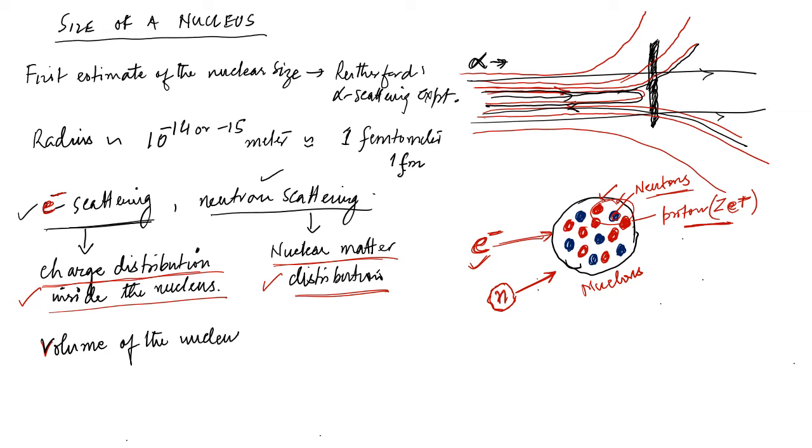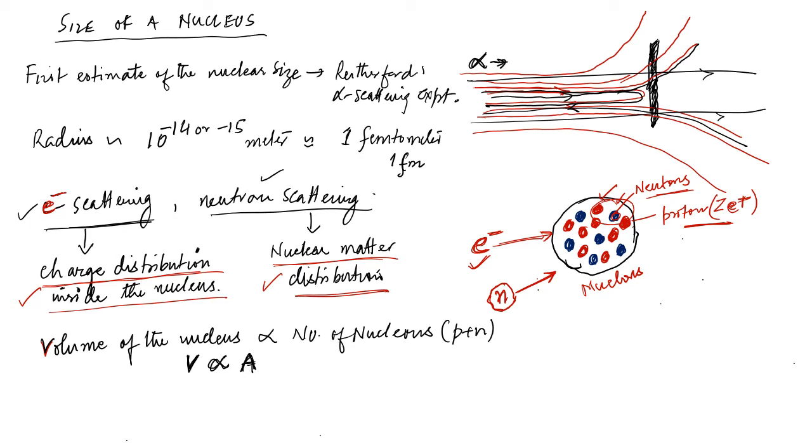Assuming the nucleus to be a spherical system, the volume of the nucleus is found to be directly proportional to the number of nucleons. Number of nucleons means the total number of protons plus neutrons, which is its mass number A. This is why the nuclear volume is proportional to mass number A.